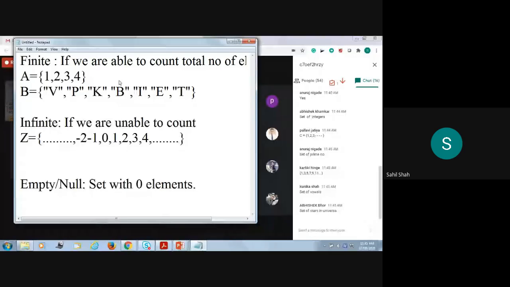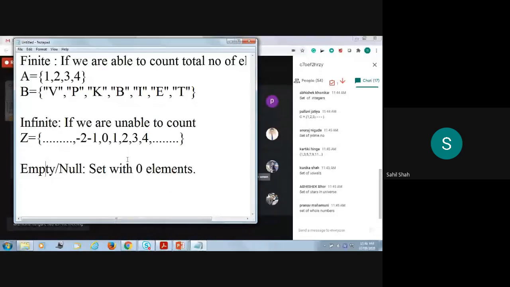Set of stars in the universe. Set of vowels is finite, isn't it? Nika is saying set of vowels. Set of vowels is finite, because we are having a fixed number of vowels in the English alphabet, that is A, E, I, O, U. You may say set of alphabets. All those will come under the finite category. And the remaining answers like set of odd numbers, set of stars in the universe, set of whole numbers, all are infinite sets. Can you give me an example of empty set or null set?